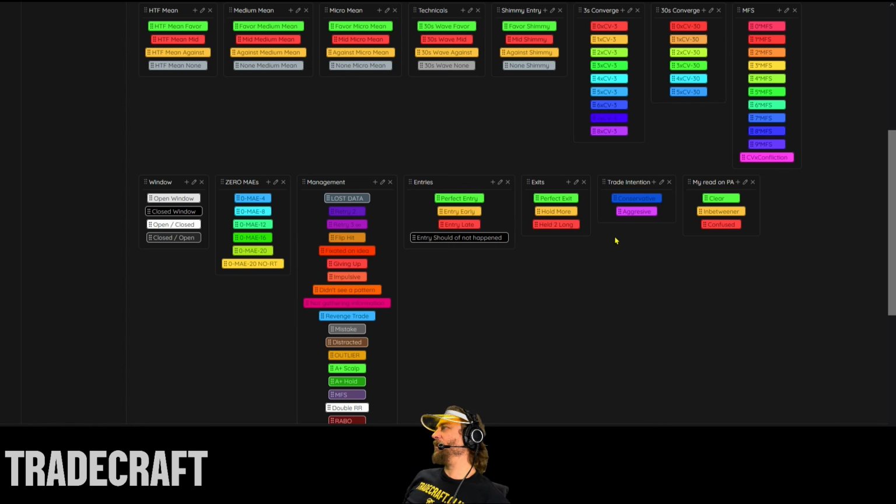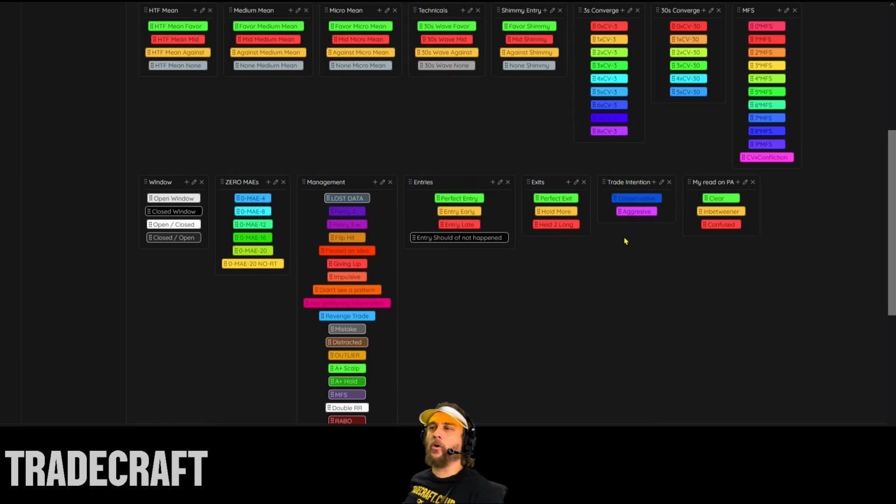Then we have trade intention. Am I being conservative or aggressive? This has to do with scalping versus sort of holding. Aggressive trades are me attempting to hold. Conservative trades are scalping. But this is more based off of time in the trade or duration.